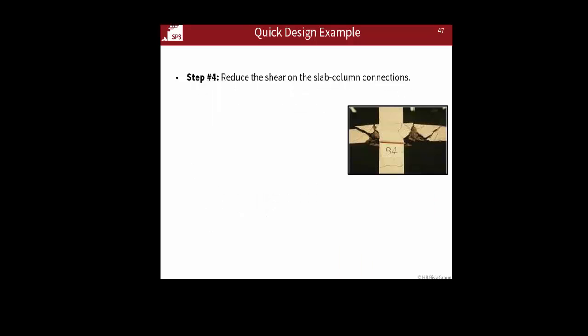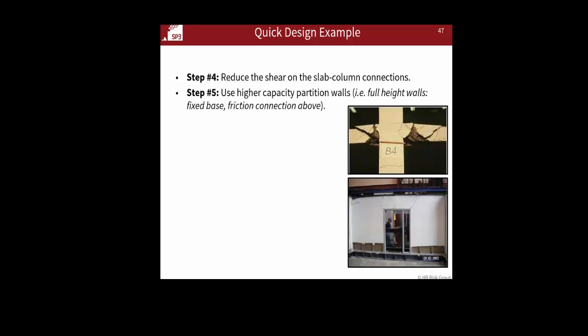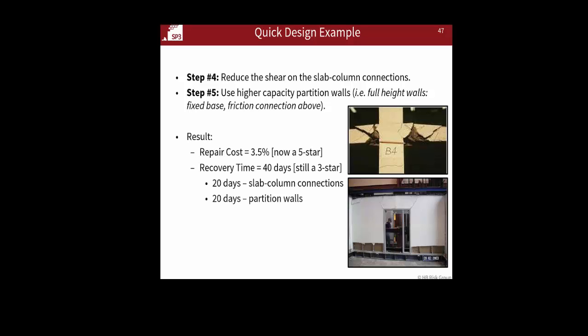Okay, so what do I need to do next? One of the problems was the slab column connections. So I want to use a better slab column connection, right? Better meaning lower shear, which means the capacity is higher. So I need to make my gravity columns bigger. I need to make my slab thicker, something like that, in order to use the less damageable connection. And then I'm going to use a better detail on the partition walls, right? So the one we used in the P58 database is the fixed with friction connection. So let's use the better one there.